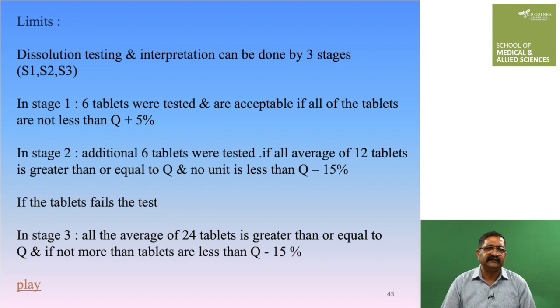Next slide of the presentation is limits for the dissolution test. The dissolution testing and interpretation can be done in 3 stages, stage S1, stage S2, stage S3. In stage 1, 6 tablets are tested and are acceptable if all the tablets are not less than the quantity Q plus 5%. In stage 2, additional 6 tablets are tested. If the average of 12 tablets is greater than or equal to Q and no tablet is less than Q minus 15%. And if the tablets failed the test, in stage 3, all the 24 tablets should be equal to Q, and not more than 2 tablets should be less than Q minus 15%.